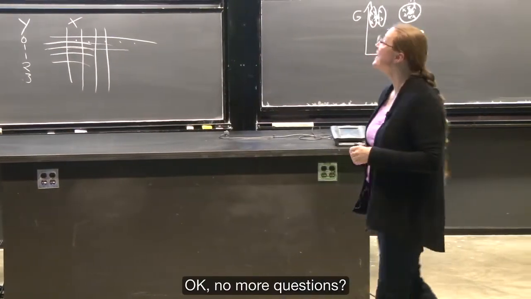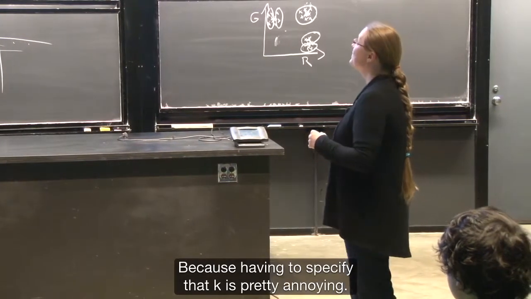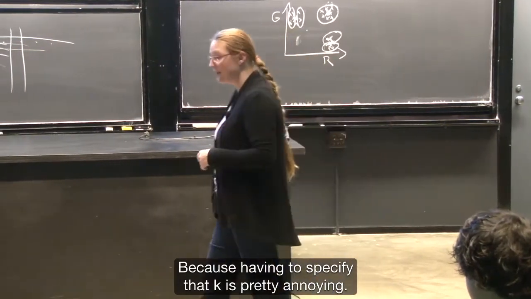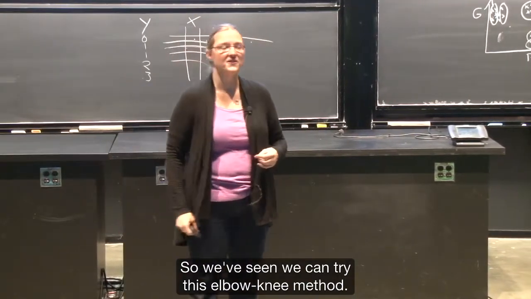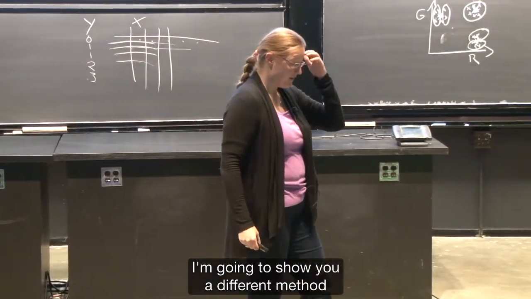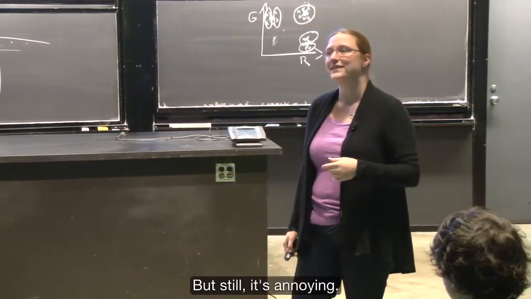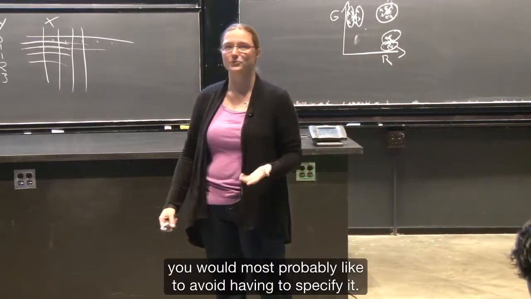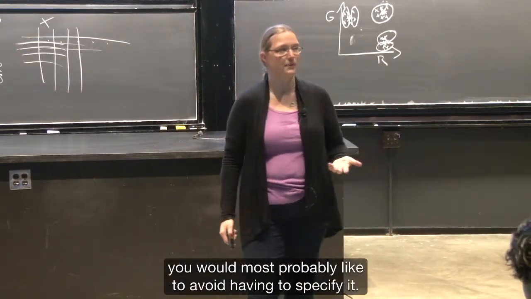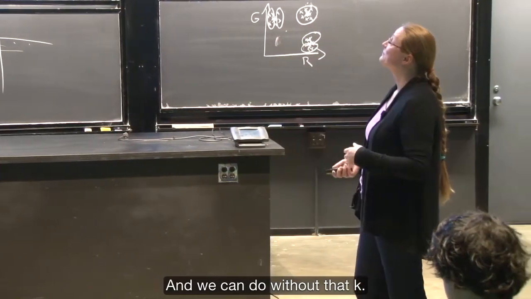Okay, no more questions? Then let's get rid of k, because having to specify that k is pretty annoying. So we've seen we can try this elbow-knee method. I'm going to show you a different method in the end where you can look for the stability of a clustering. But still, it's annoying. If you don't have a problem where k is obvious, you would most probably like to avoid having to specify it. And we can do without that k.